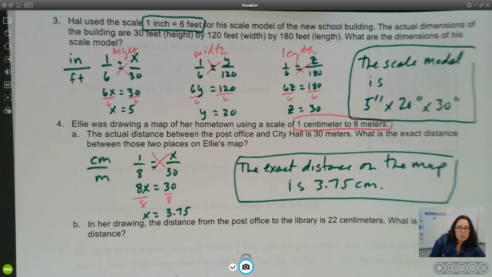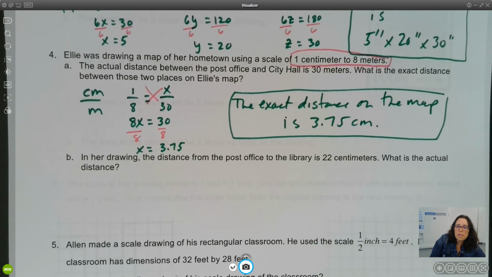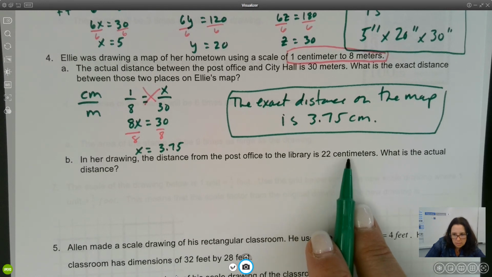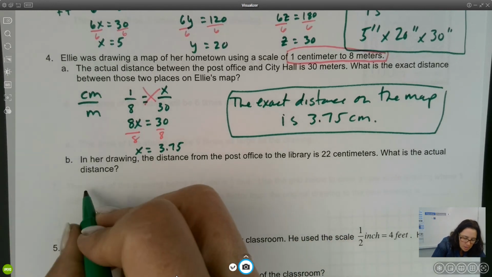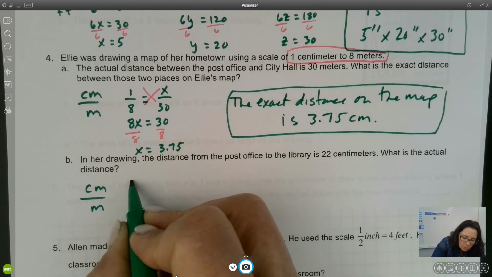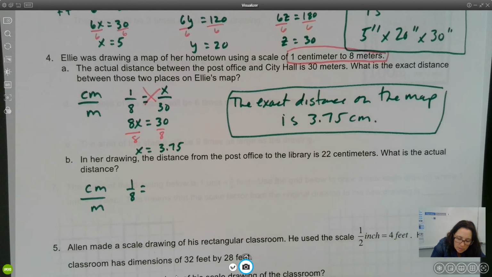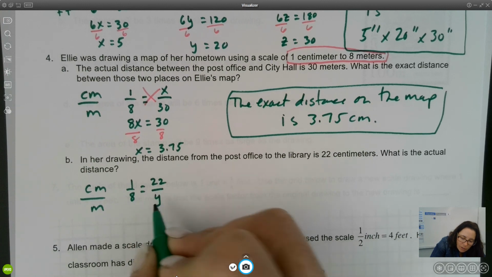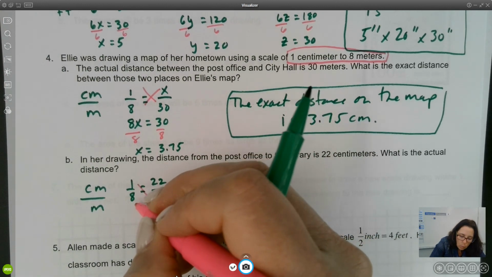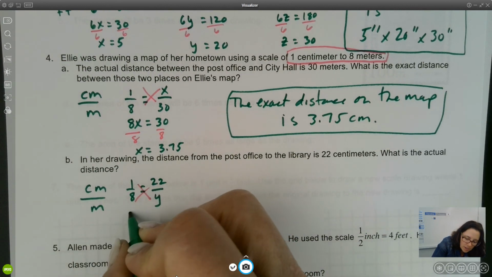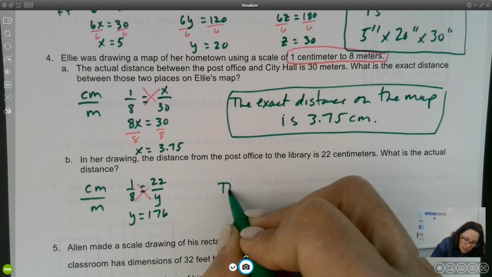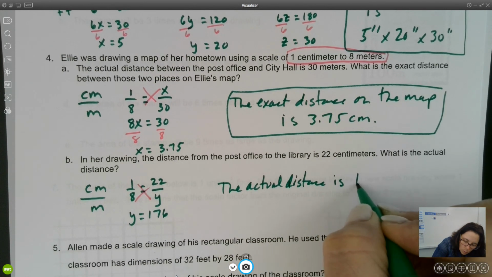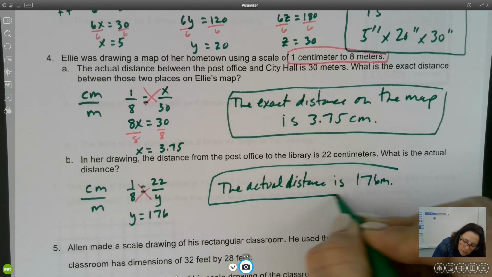In her drawing, the distance from the post office to the library is 22 centimeters. What is the actual distance? Okay, this time we're given a map measurement and we're asked how far in meters it really is. So again, I'm going to use the centimeters over meters. I've got my 1/8 centimeters. I'm given 22 centimeters and I'm asked how far is that in real life. So I've got 1y equals 176. The actual distance is 176 meters.